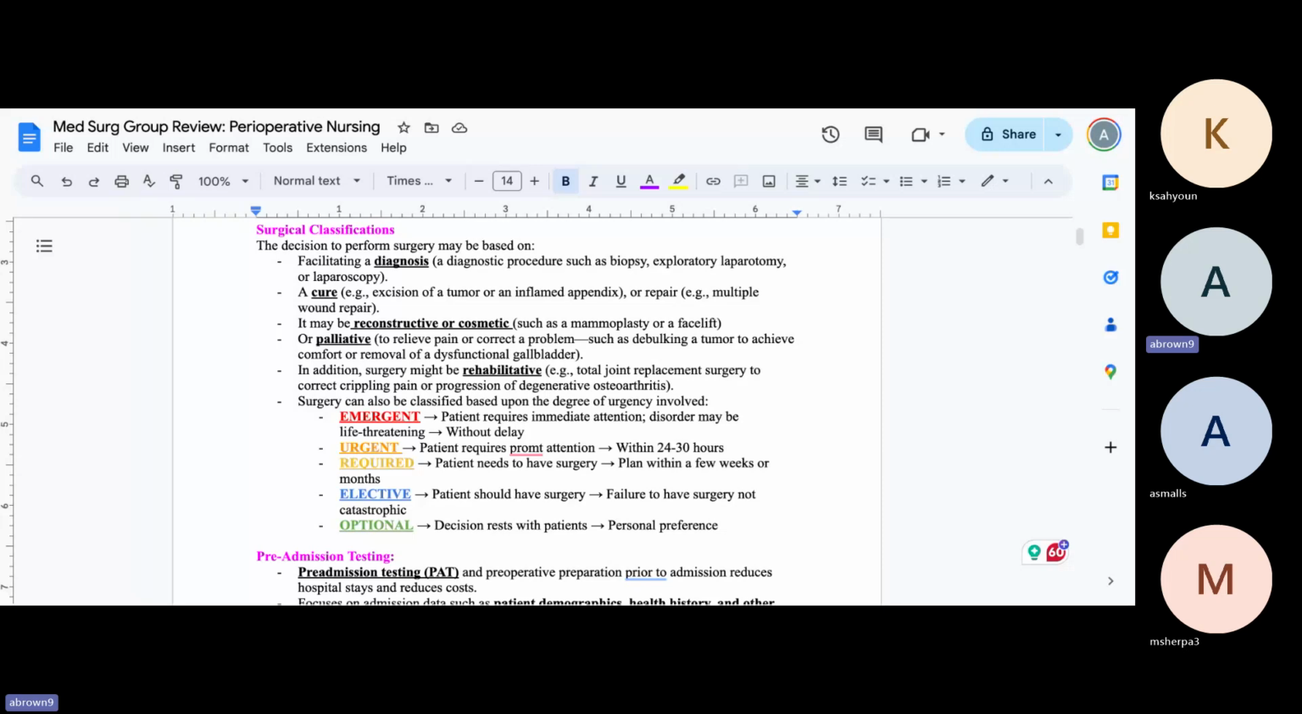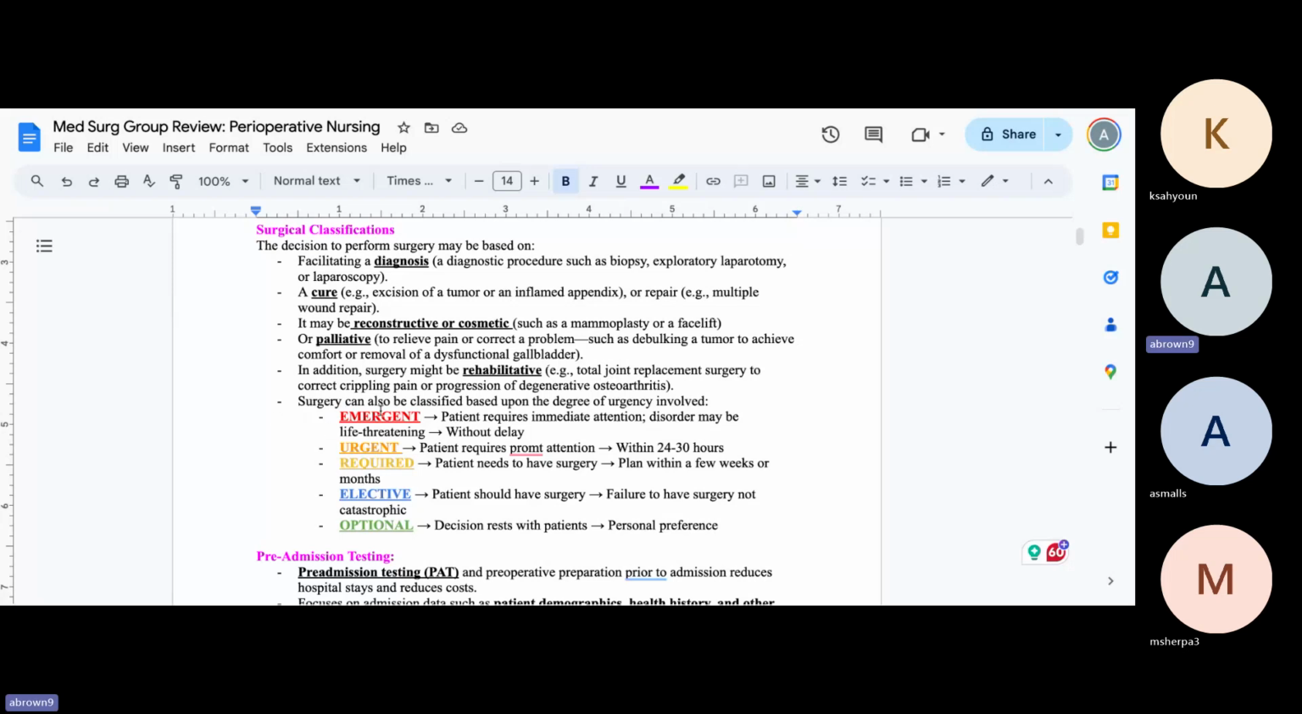They also do surgery as a cure. If someone has a tumor, they need to get it excised or removed, or even an inflamed appendix to get that removed as well, or to repair something. Surgery can also be reconstructive or cosmetic, or palliative to relieve pain or correct a problem. In addition, surgery might be rehabilitative, such as a total joint replacement.